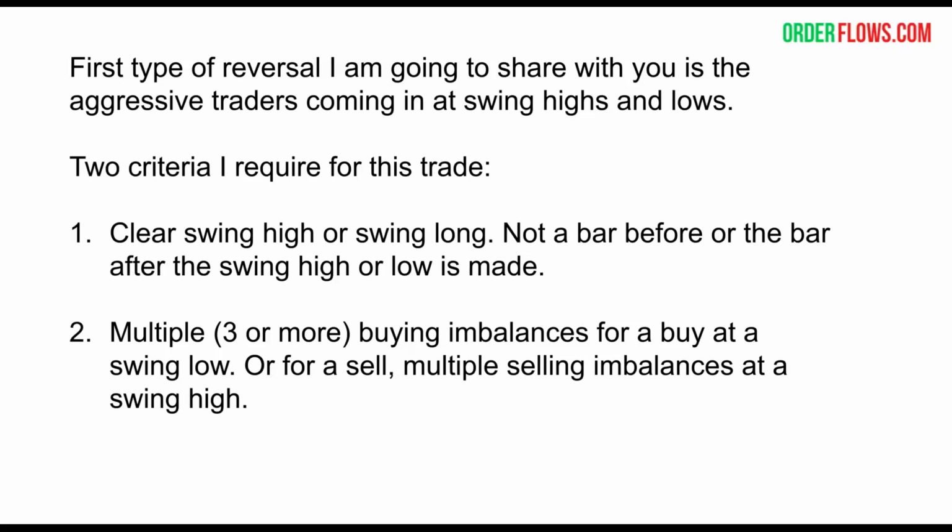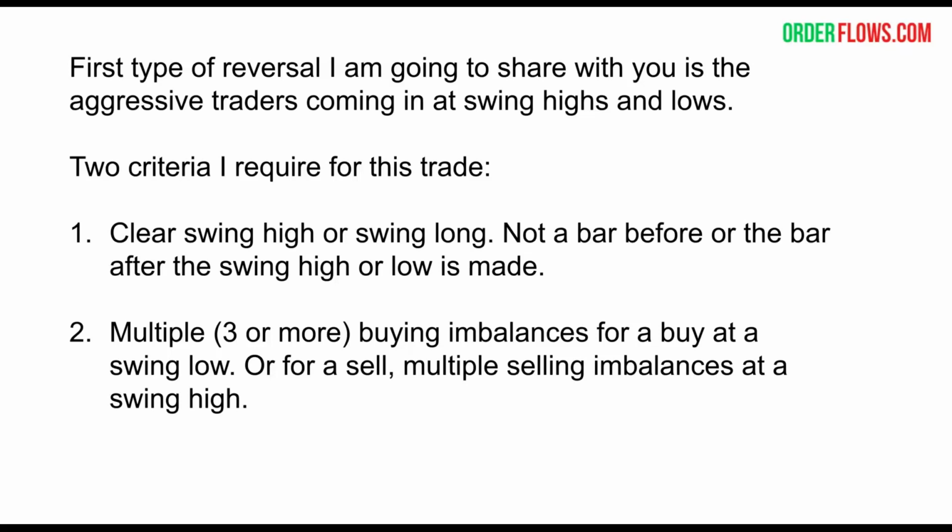And I want to see multiple 3 or more buying imbalances for a buy at a swing low. So I want to see at least at 3 price levels, I want to see aggressive buying appear, right? And for a sell, I want to see multiple selling imbalances coming in after the swing high is made, in the bar when you made the swing high.